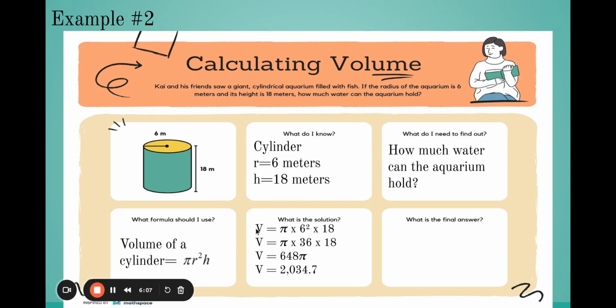Now we're going to solve this step by step. So first we're going to substitute in the radius, which is 6, and the height, which is 18. And then first we're going to solve for the exponent here. And now we have pi times 36 times 18. And then we can just multiply this straight across, and we should get 2034.7 as the answer. But is that our final answer? Nope, because we were missing the units. Our final answer is going to be 2034.7 meters cubed.